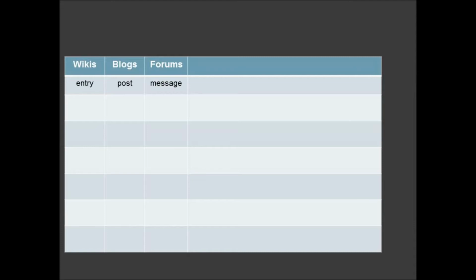Firstly, the basic unit of a wiki is an entry. In a blog we refer to the basic entry as a post or blog post, and in a forum we talk about the message, the various threaded messages. In a wiki, we create a product, whereas in a blog or a forum, we're talking about an issue or a problem, or presenting the issue or problem.